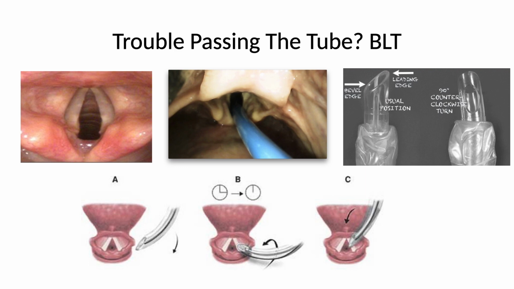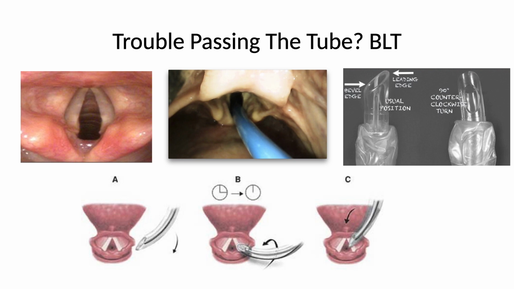And speaking of passing the tube through the cords, this is another trick that I find very helpful. I call it BLT, Bougie left turn. So as you're trying to thread that tube over the Bougie, it's very easy to get caught up on this arytenoid right here. If you look at the bevel on the ET tube, it's perfectly positioned as you thread it to get stuck right here.